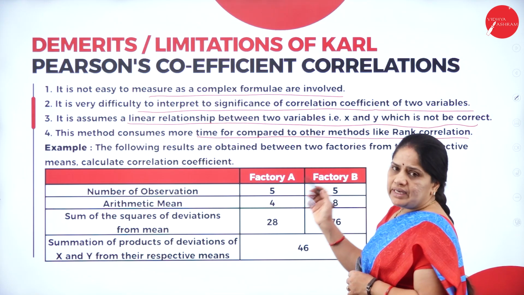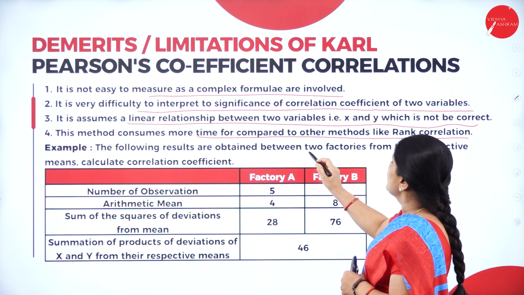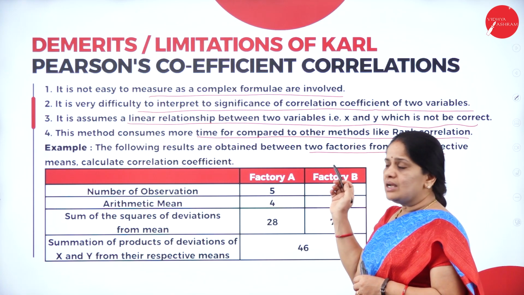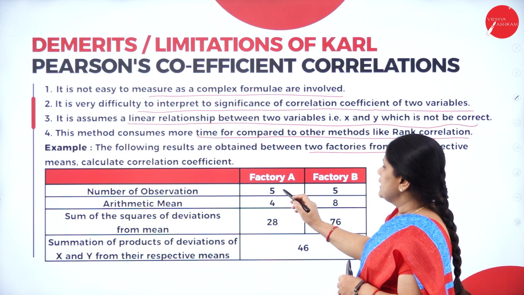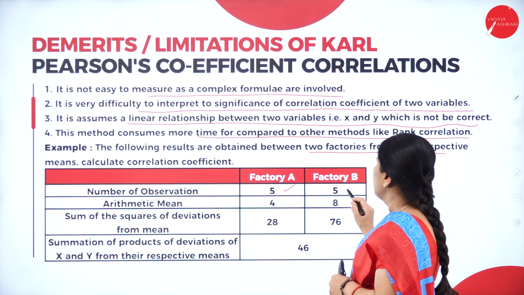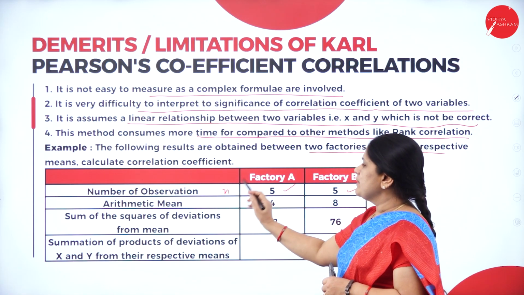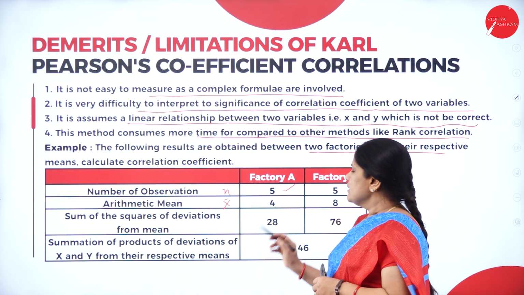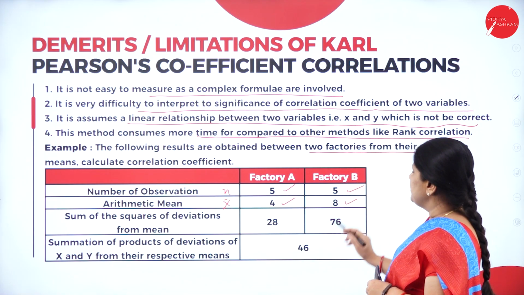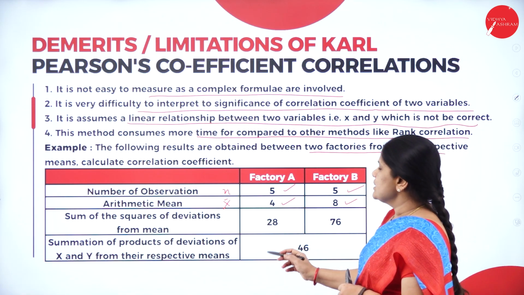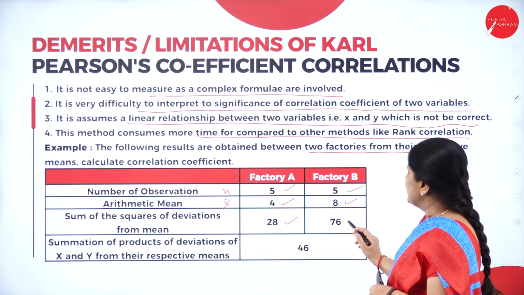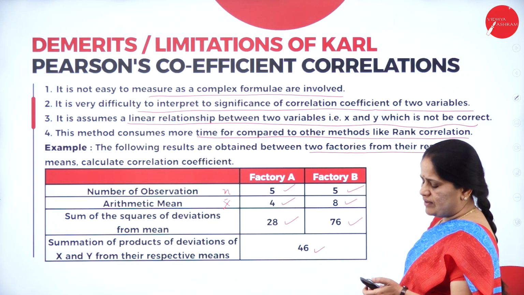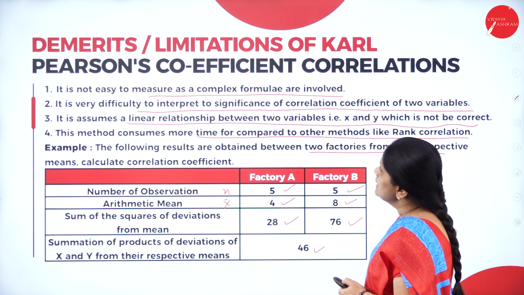So, then we have an example here. The following results are obtained between two factories from the respective means. Calculate correlation coefficient. So, in factory A, the number of observations is 5. Factory B also, the number of observations is 5. Then, they have given us the mean here. So, factory A it is 4, factory B it is 8. The sum of the squares of deviations from the mean is 28 and 76. The summation of the products of deviation of x and y from the respective means is 46.